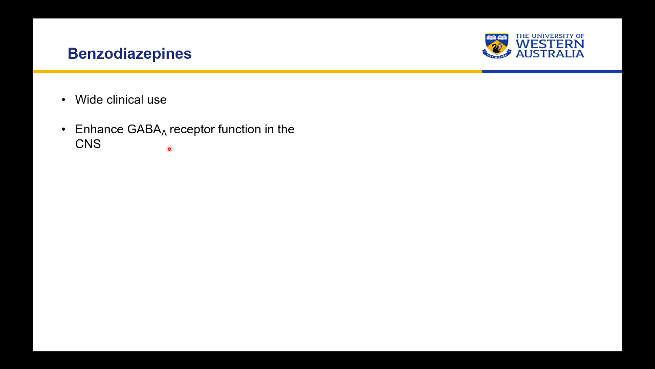I don't know if you've heard of those before. But basically what they do is that benzodiazepines don't bind to the same site that GABA does. It binds to another site on the receptor, and that alters the ability for GABA to bind to that receptor. So it enhances the binding of GABA to that receptor.